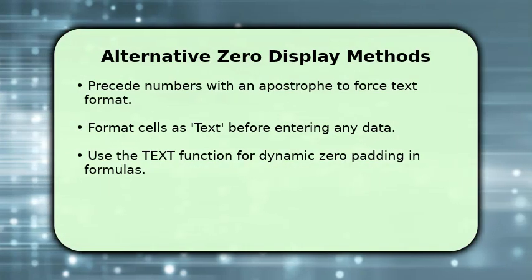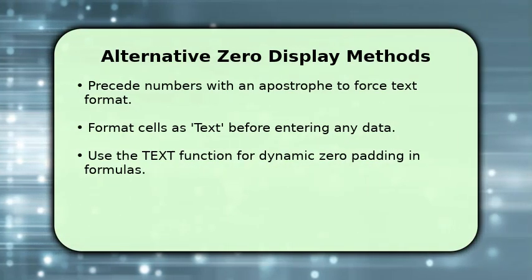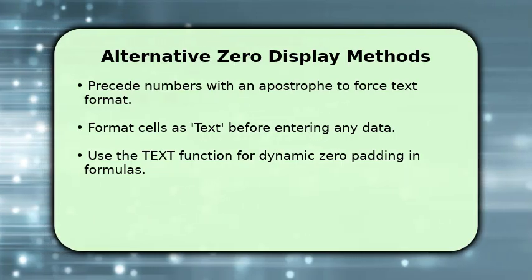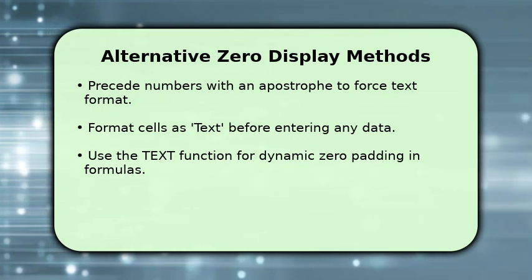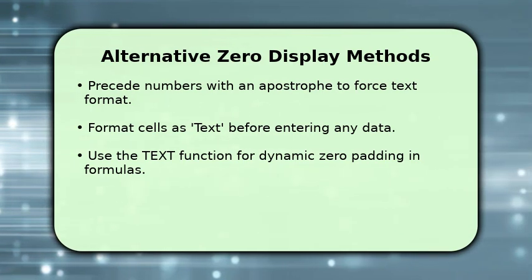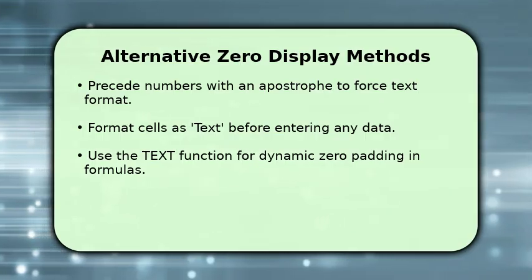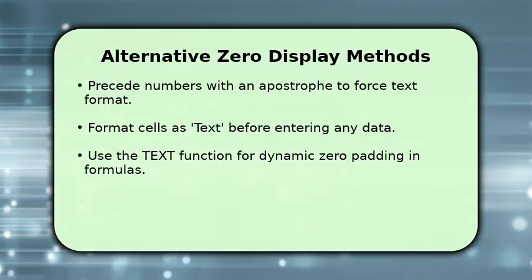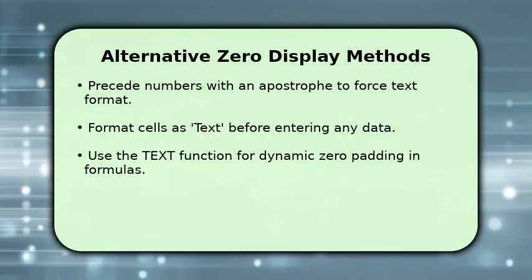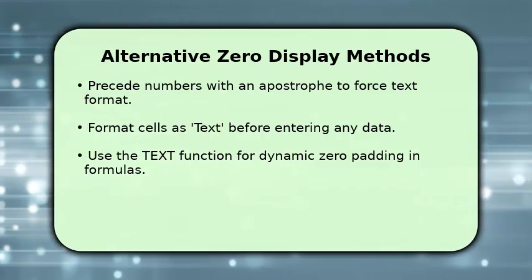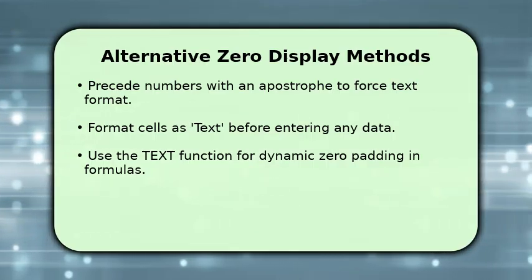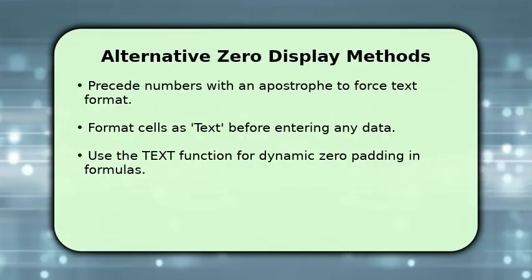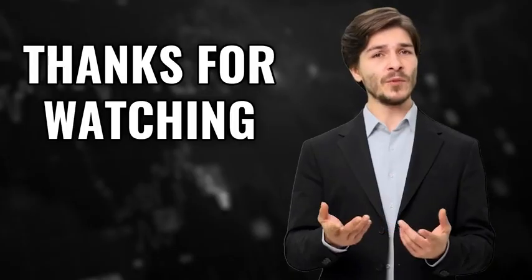Another simple way to keep leading zeros is to precede your number with an apostrophe. This tells Excel to treat the entry as text. Alternatively, you can format the entire column or specific cells as text before you even start typing. For more dynamic situations, the text function in a formula can also pad numbers with zeros, giving you flexibility for various data needs.